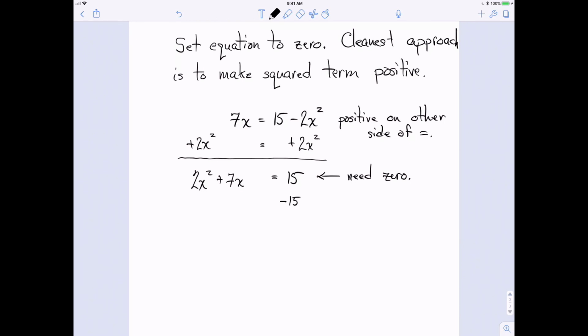Oops, should have an equal sign there. Subtract 15 from the right, so we subtract 15 from the left. Again, I'm going to give it its own column. That's why I left this space. So 2x squared plus 7x minus 15 equals 0. And now we can solve the problem like we would expect. So I'm going to stop the video here, and we'll continue this in the next video.